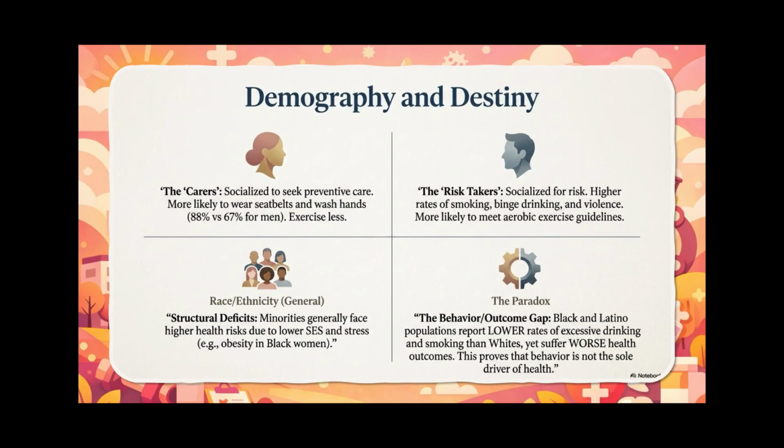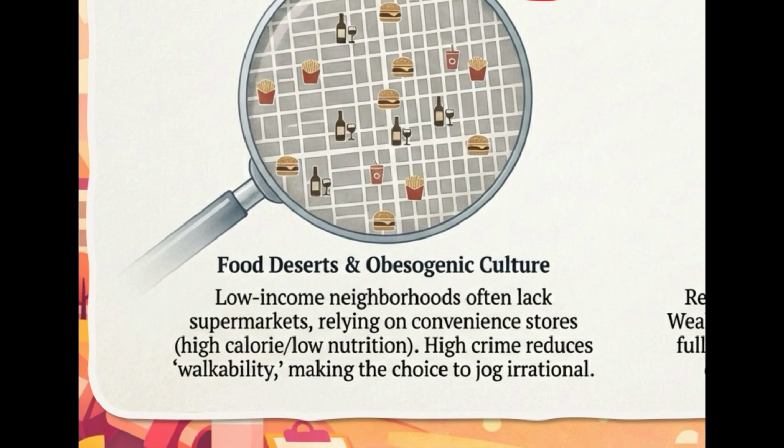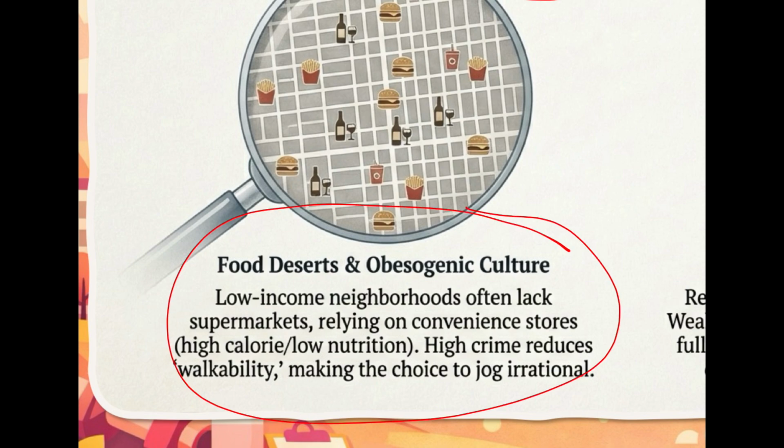So that's another question. Like I said, if you are a healthy person in rural populations in the Philippines, I would argue you're healthier because you're less exposed to toxic pollutants, right? Pero when someone from the urban area and the rural area gets sick, mas mataas yung access ng nasa urban area to specialized healthcare as opposed to someone from the rural area. So yun. And then of course, the built environment, the zip code, predicts genetic code. Even in the Philippines, this is true. There are food deserts and obesogenic cultures.